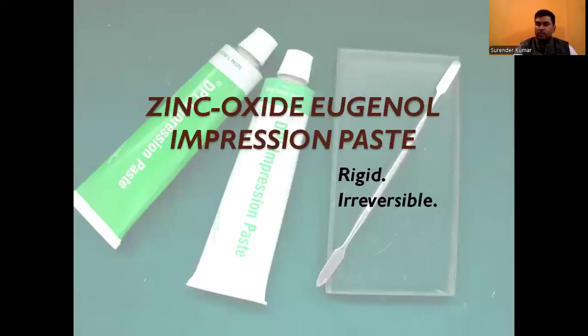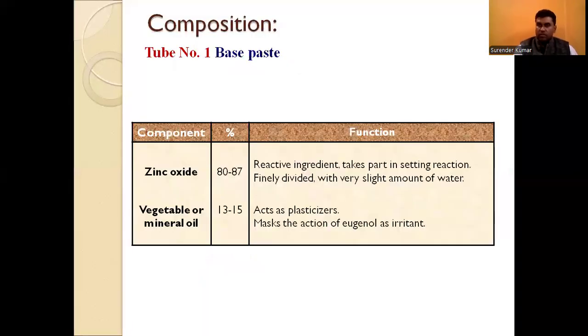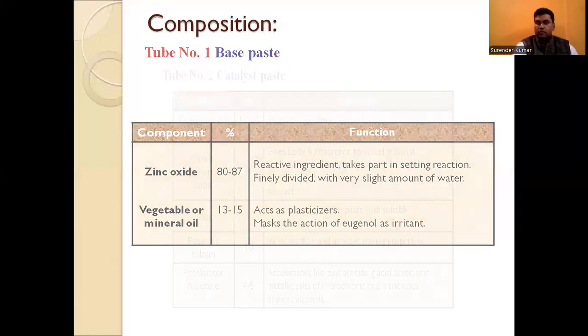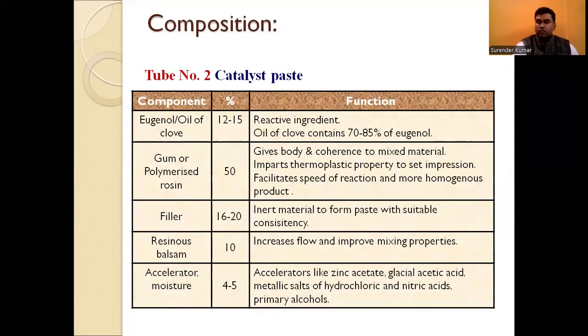Coming to the second impression material, that is the zinc oxide eugenol impression paste. It is rigid and irreversible. Composition: it consists of 2 tube pastes. The first tube is the base paste, which contains zinc oxide 80 to 87%, and vegetable or mineral oils, which act as a plasticizer and also mask the irritating action of eugenol. The second tube is the catalyst tube. It contains eugenol, oil of clove, gum polymerized rosin, fillers, resinous balsam, and accelerators. All these are added.